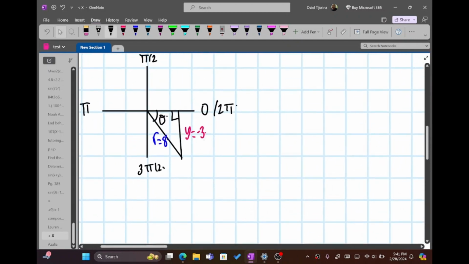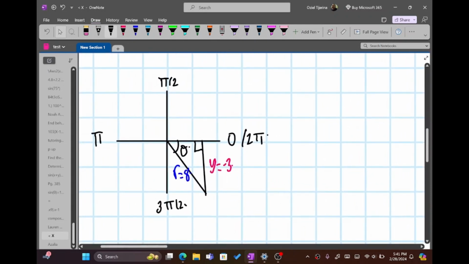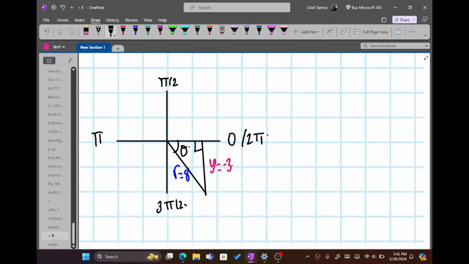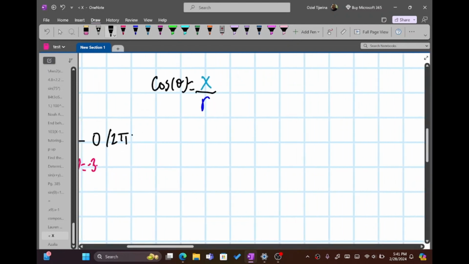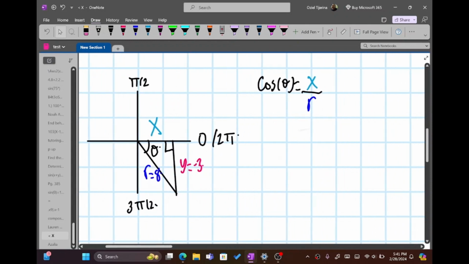So instead of the Pythagorean identity, I'm going to do SOHCAHTOA. I know that cosine theta is the adjacent side, so it's really x over r. So cosine theta is x over r. We know this from the unit circle, guys. If you don't really know the unit circle, I do think I have videos on that, but I recommend you know it before you get into these kinds of problems.